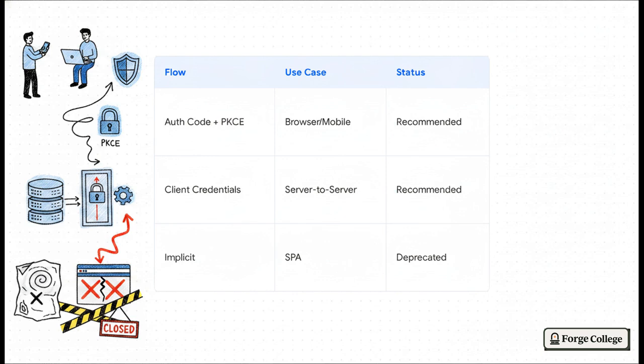And you might see the implicit flow floating around out there in old tutorials. Yeah, think of that as an outdated VIP list scrawled on a cocktail napkin. It is a massive security risk, legacy stuff. Just consider that lane permanently closed for construction.